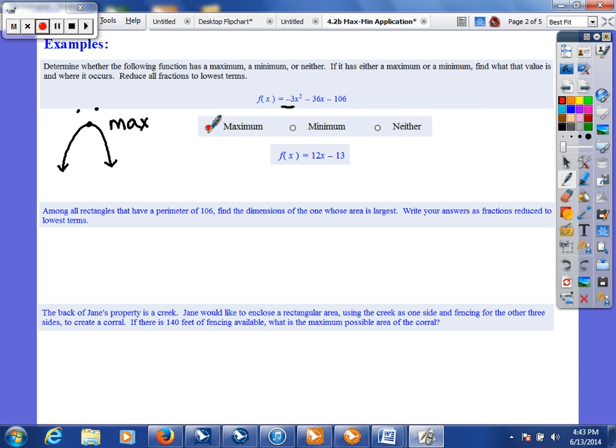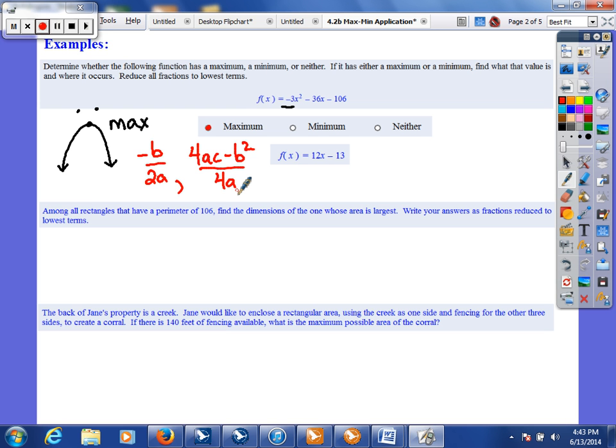So I would click on maximum at this point. Then it says, what is the max and where does it occur? So I need to find the vertex. The vertex tells me where the max and min occur. How do we find the vertex? Good review. It's the opposite of b over 2a. That's how you find the x value. How do you find the y value? 4ac minus b squared all over 4a. We just need to find those values.